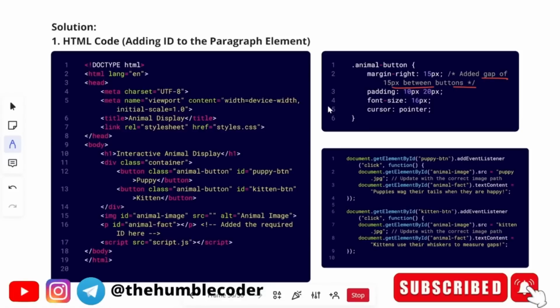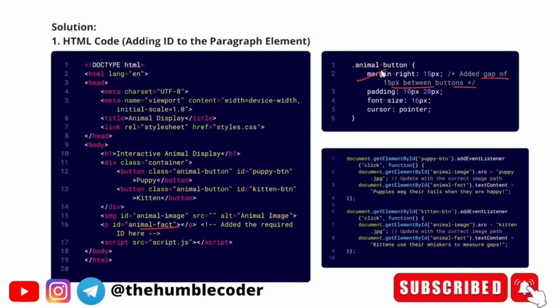It was asked to add an ID, right? So we have added an ID, animal fact, to the paragraph element in the HTML. This ensures that we can dynamically update the displayed fact. Then we are adding a margin right of 15 pixels between the buttons for better UI alignment.